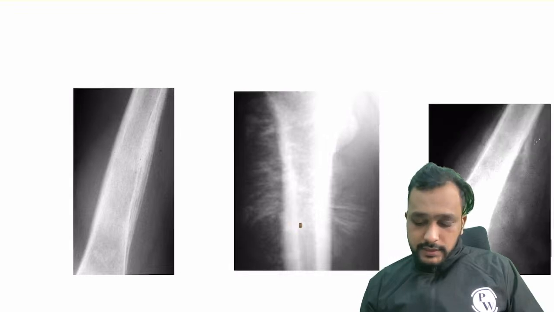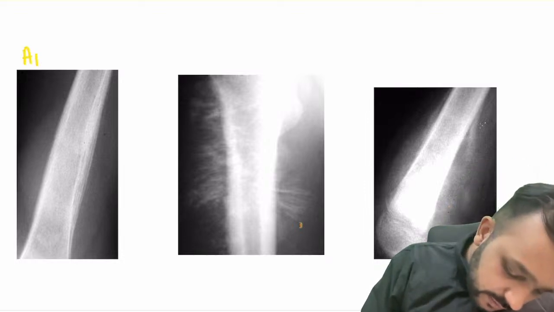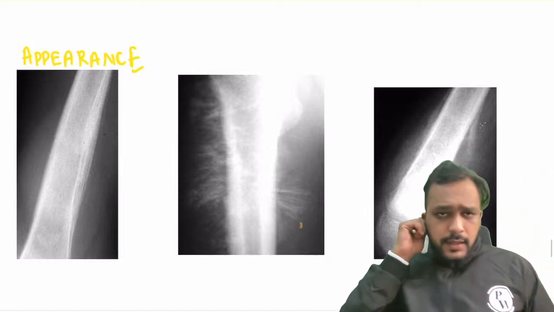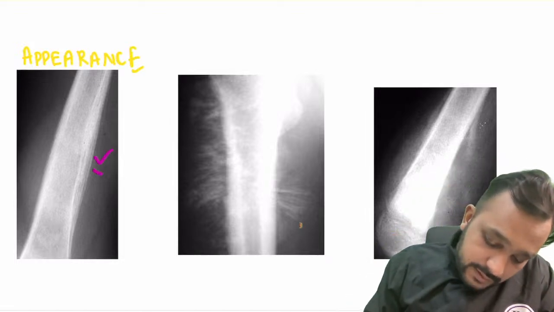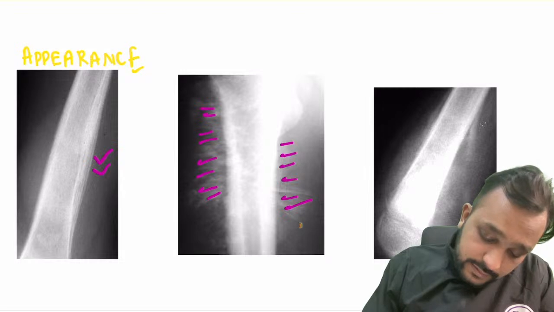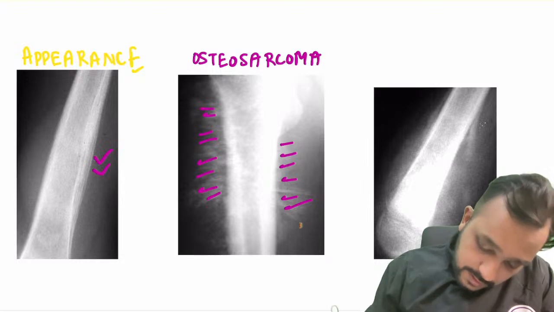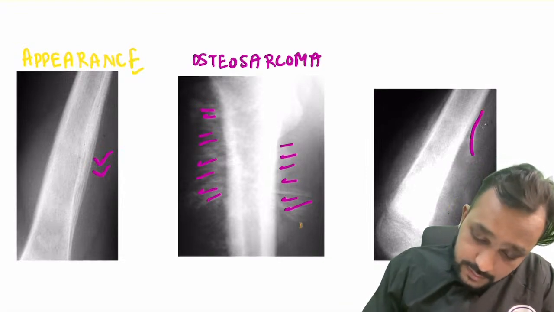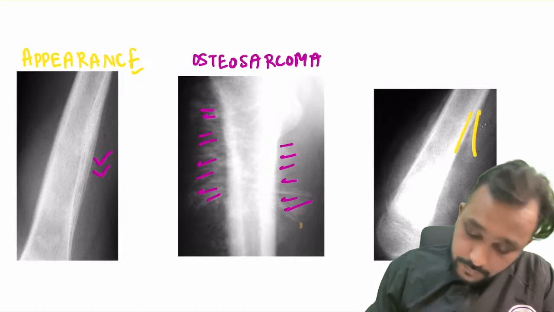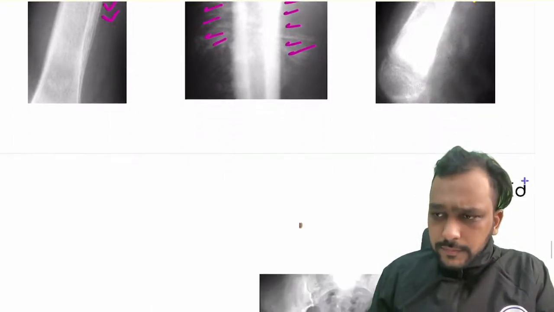Now moving on to the other images. Based on the appearance, how can we classify tumors? So onion peel type of periosteal reaction we have already discussed. Ewing sarcoma, this is the sunray pattern of periosteal reaction. This is seen in osteosarcoma. Then you have this Codman's triangle. Codman's triangle, this is seen in again osteosarcoma, right? Osteosarcoma.